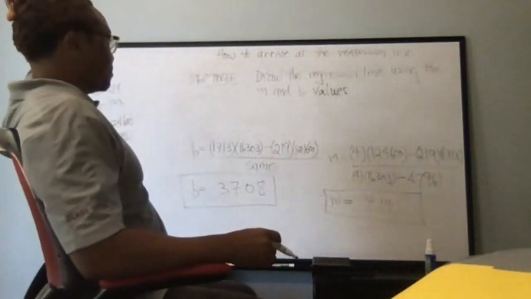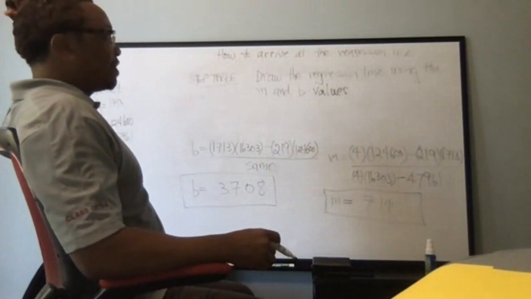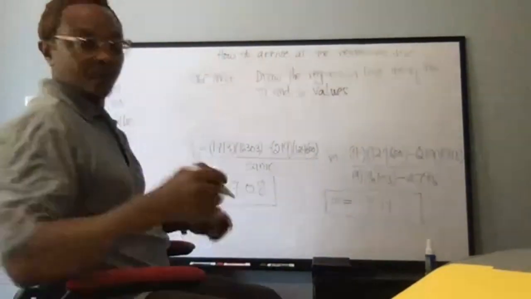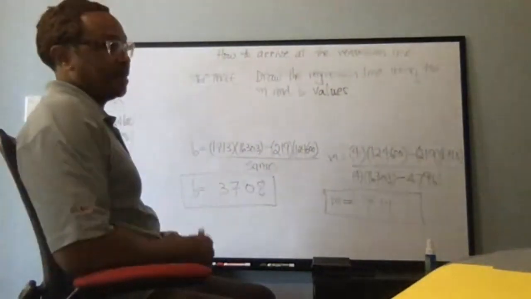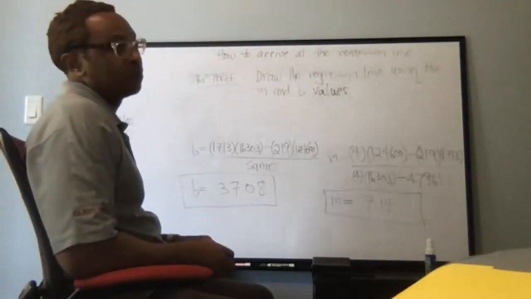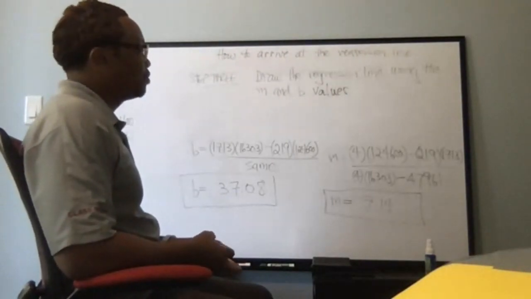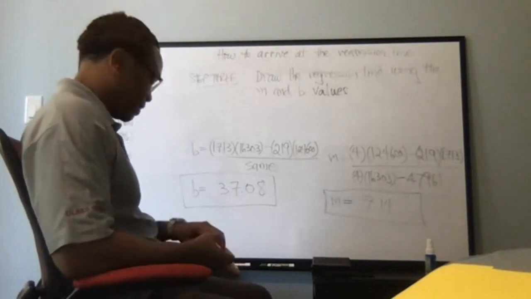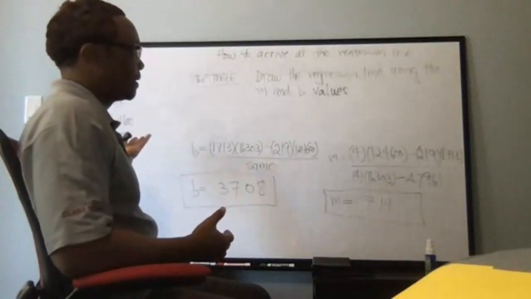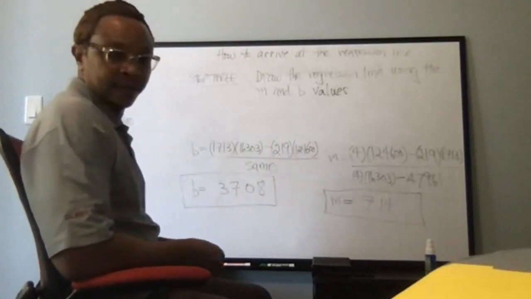In fact, go ahead and write down what you think is the equation of the regression line. We found M and we found B. Write the equation of the regression line. We now have an M and we now have a B, so you should be able to use those values to write the equation of the regression line. Because then from there we have to draw it. What is the regression line?